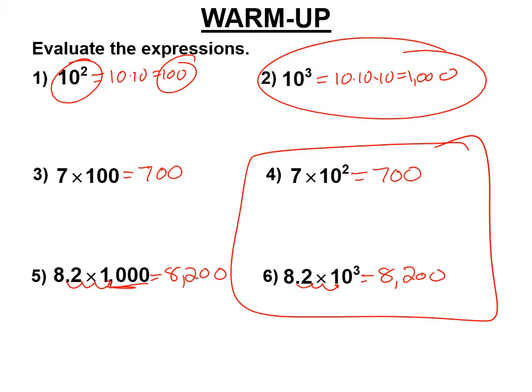If you did numbers 4 and 6 there, you can already do tonight's homework. Because what these weird things, 7 times 10 squared and 8.2 times 10 cubed, or 10 to the third power, they're called scientific notation, and they're a way to write very large numbers. Now, 700 is not a large number by scientific notation standards.